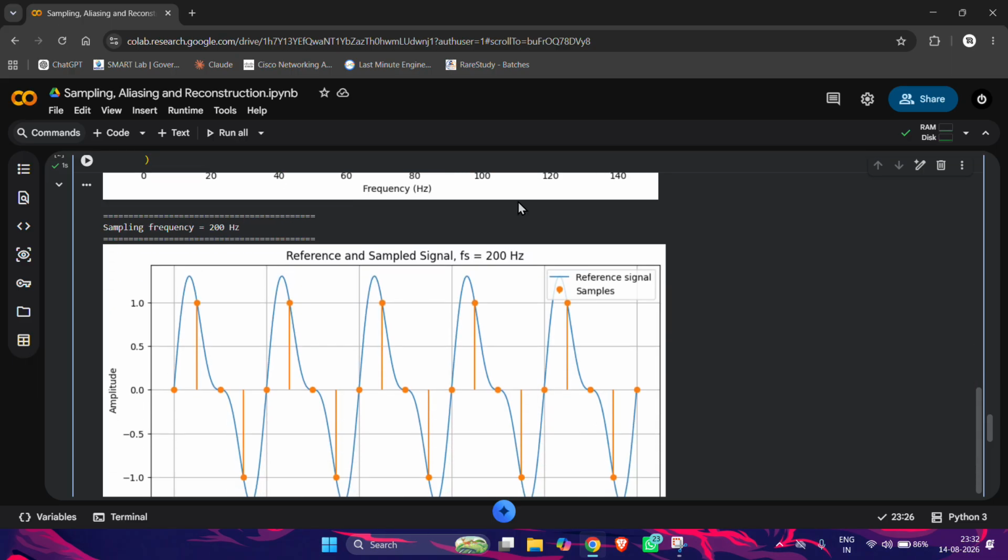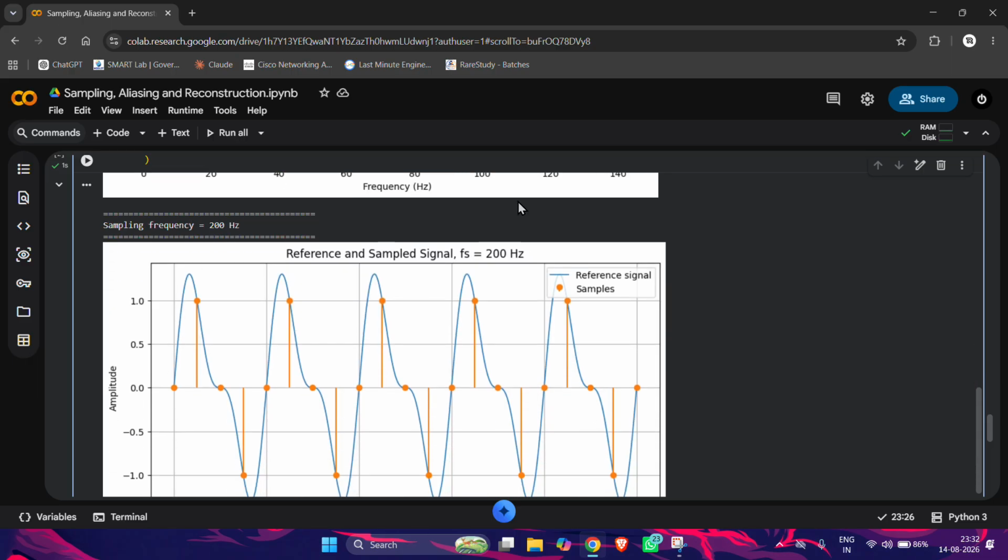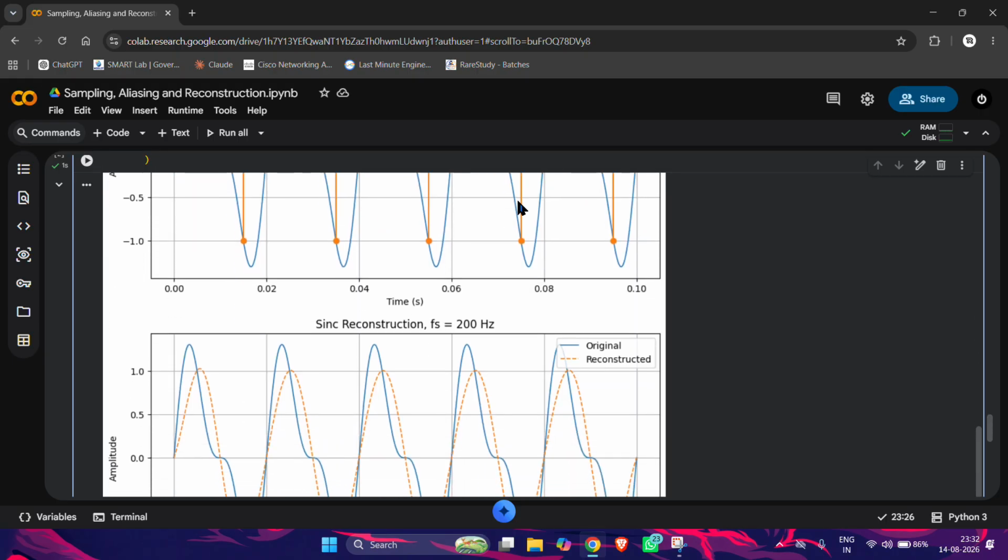Now, case 2. In the second case, I have taken the sampling frequency as 200 Hz, which is exactly equal to twice the maximum signal frequency. Therefore, this is the Nyquist rate case. Ideally, according to the sampling theorem, reconstruction is possible at this rate. The reconstructed waveform follows the original signal, although some small reconstruction error can be observed in the simulation.